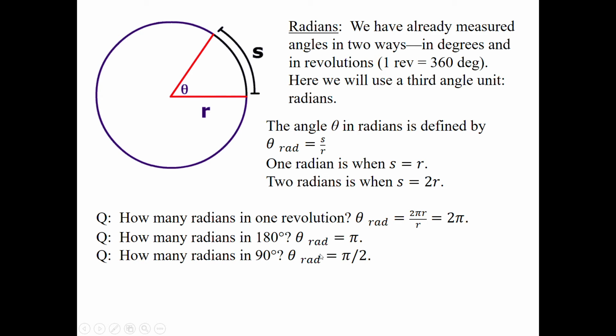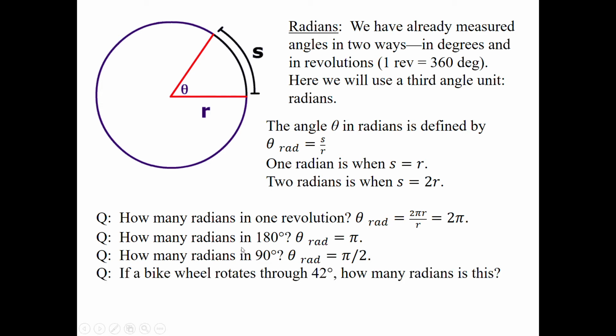And sometimes it's convenient to think of pi as close to 3. It's 3.14159. So pi is close to 3. Pi over 2 is close to 1.5. 2 pi is close to 6. That just helps you remember some numbers sometimes.